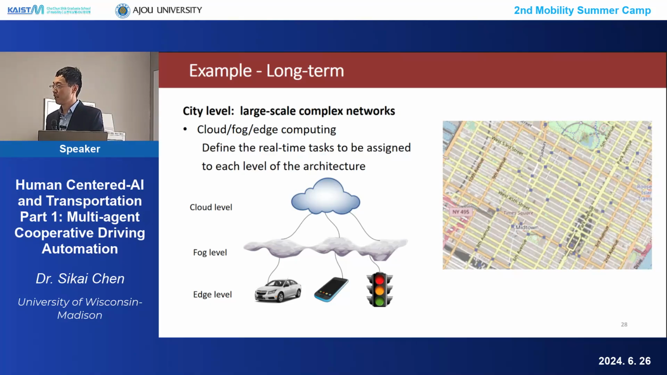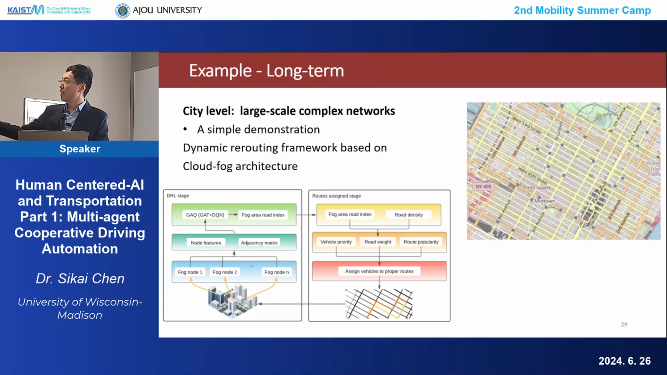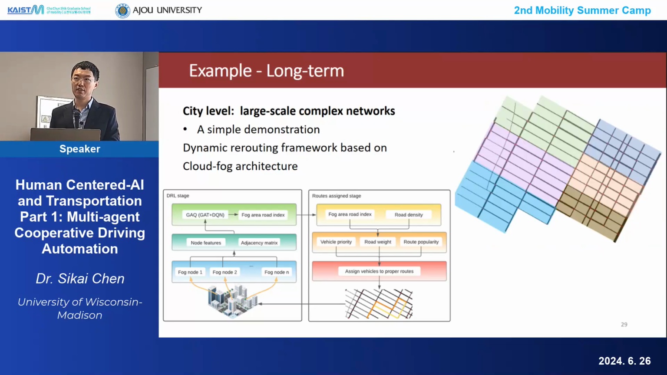So some structure. For the work that we published, we are using an area from the city of New York in the Manhattan area, about 6 square kilometers. And we divided that into 6 fog areas.